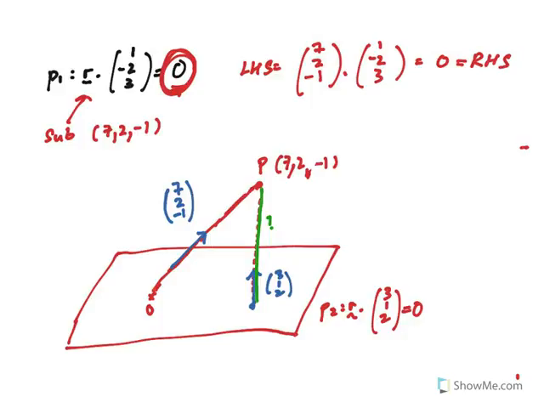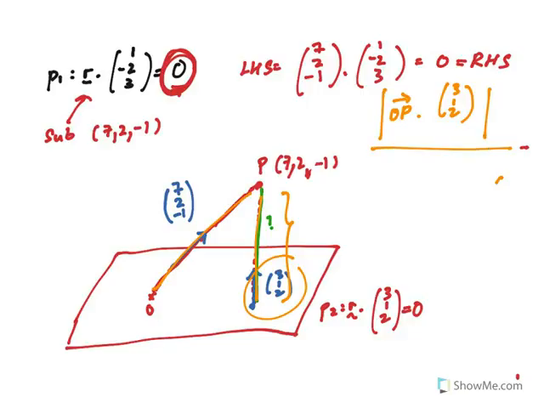Now, this is one vector. This is one vector. I want to find this length. What do I do? I just take OP, OP dot product with the unit vector of the normal, modulus over its own magnitude. Let's say I call this D. This will give me the distance.